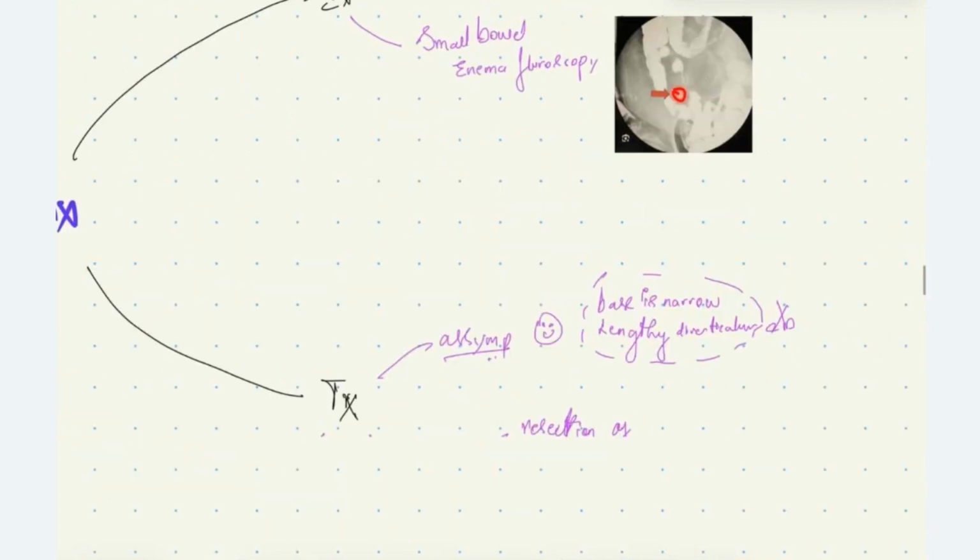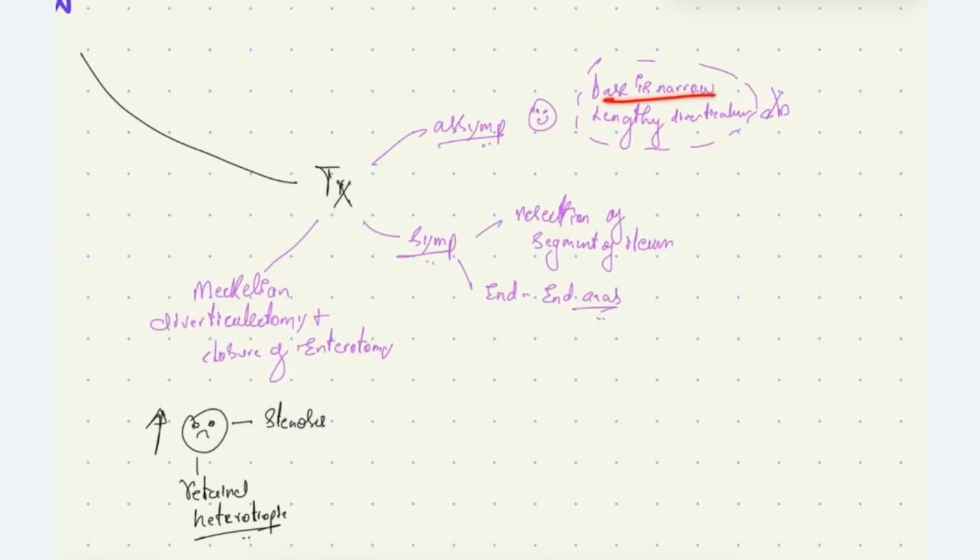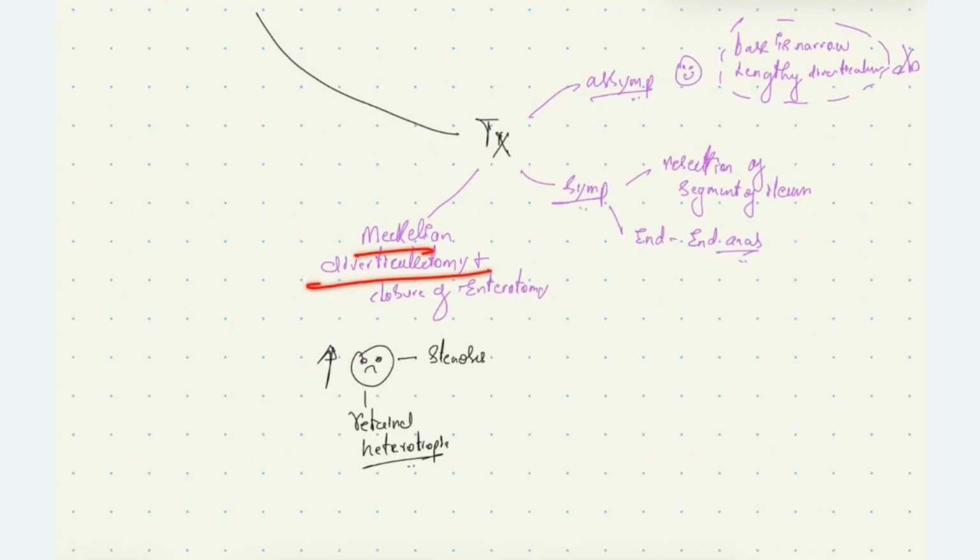Treatment: if asymptomatic, we need not treat. If the base is narrow and the diverticulum is lengthy, we remove it. If the patient is symptomatic, we perform resection of the segment of ileum followed by anastomosis. Alternatively, we can do Meckelian diverticulectomy with closure of the enterotomy. This is all about Meckel's diverticulum.